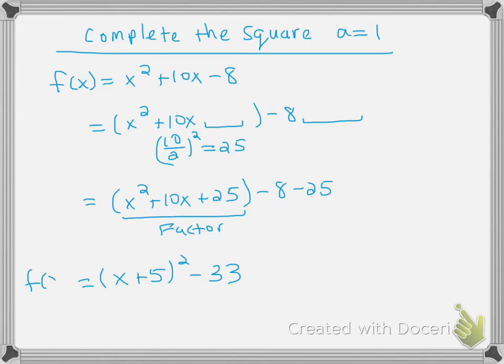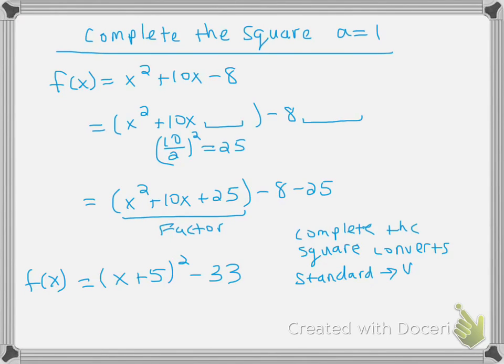And then I'm going to combine my two terms. The negative 8 and the negative 25 becomes minus 33. So f of x is equal to that x plus 5 quantity squared minus 33. And like I said at the beginning of this video, the reason we complete the square is so we can go ahead and do a lot of converting. It converts from standard form back to our vertex form.